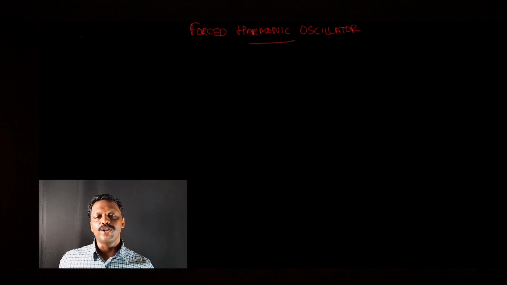Forced harmonic oscillator. Let us consider a damped harmonic oscillator which is being acted upon by an external periodic force. So the forces on the damped system are the restoring force as well as the damping force. The damping force is given by negative bv and the restoring force by negative kx.